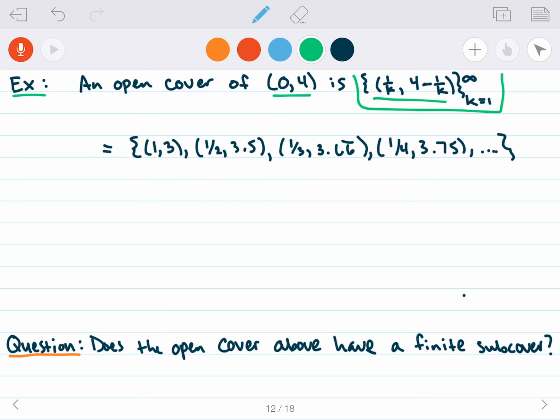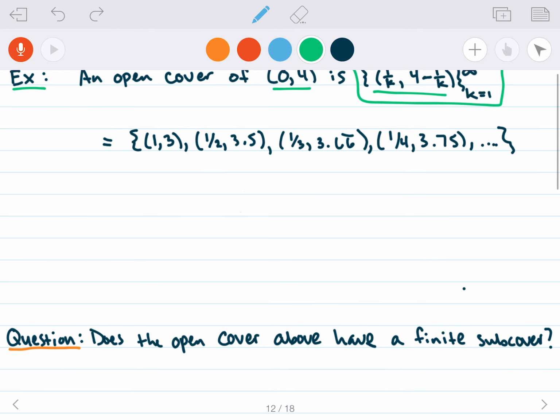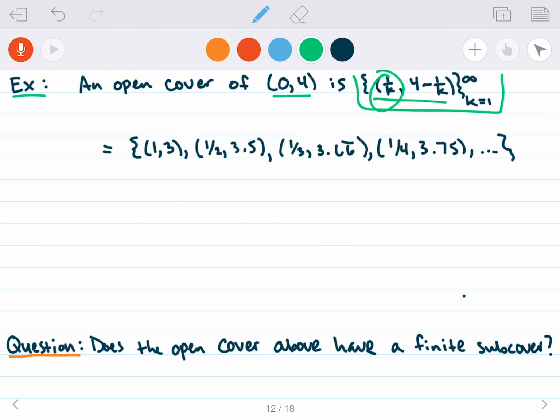You can think about it in this way. I can let k get as big as I want. So the limit as k goes to infinity here is 0, and the limit as k goes to infinity here is 4. So it's going to cover this piece. It's never actually going to get to 4 or 0, but that's okay because of the open interval. And this is just the set up here written explicitly. So that's an open cover.